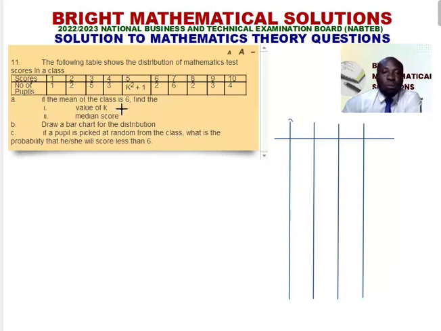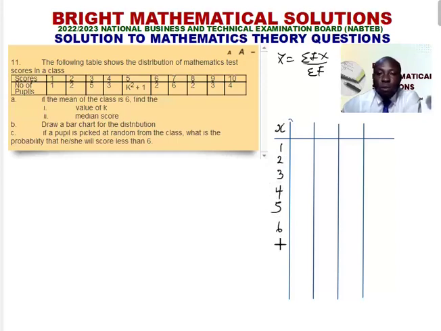Now, for us to get the value of k, since we've been given the mean, the first thing is to solve the mean. And remember, the mean is given as x bar equals summation fx all over summation f. And this x bar we've been given to be 6. So let us solve our x, which is the score of the student: 1, 2, 3, 4, 5, 6, 7, 8, 9, 10.